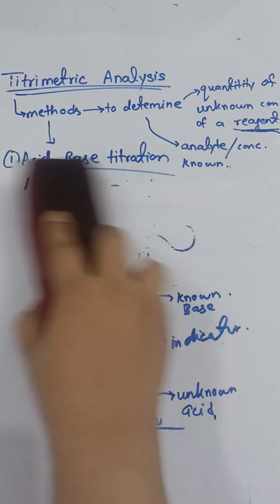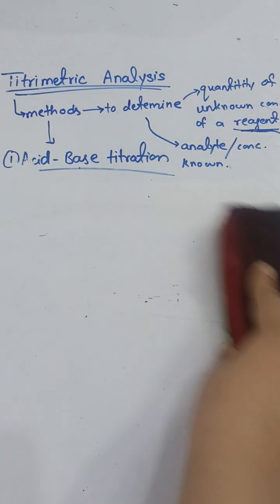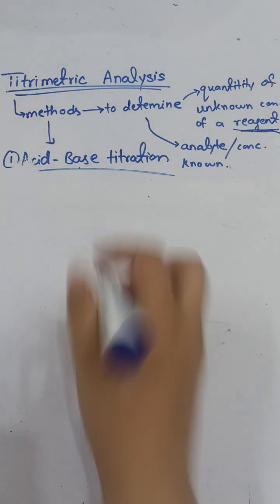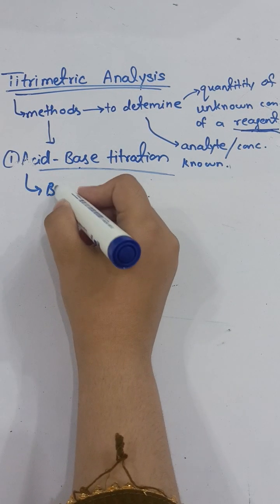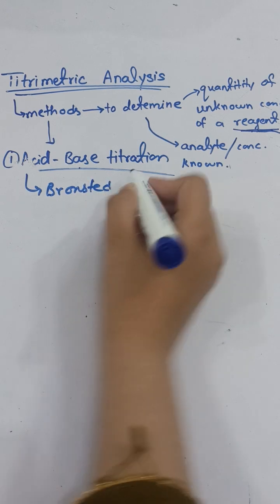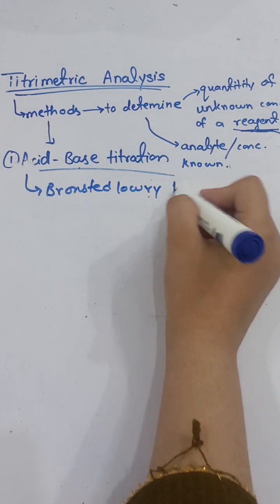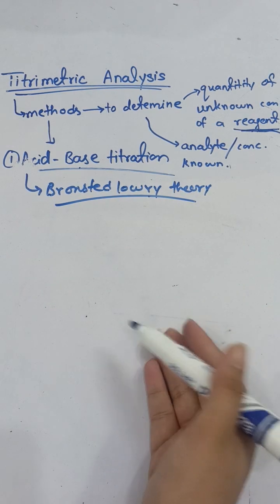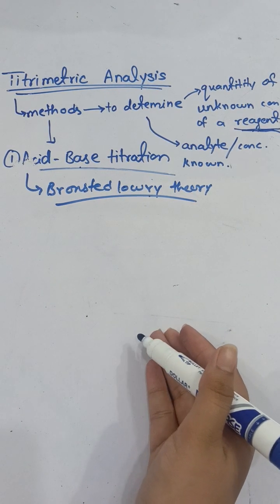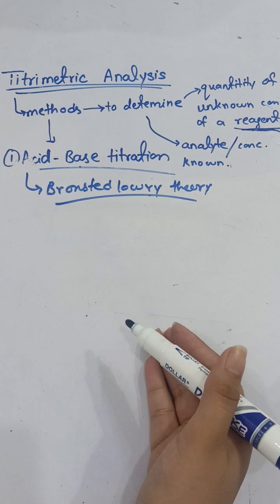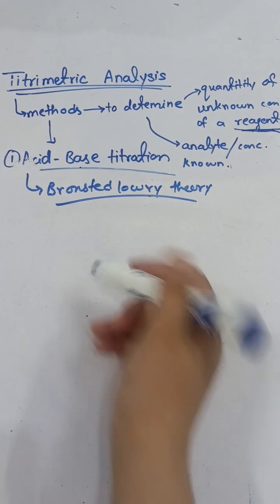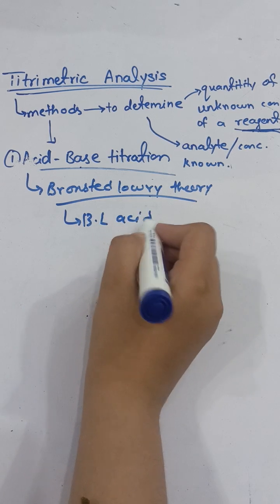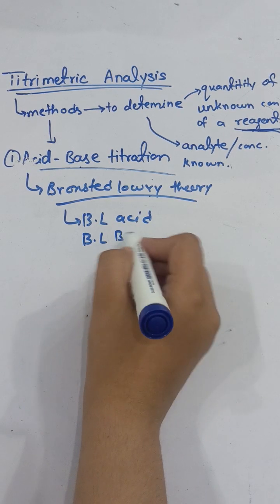Some theories are put forward by several scientists about this type of titration. The first theory about the acid base titration is the Bronsted Lowry theory. You have discussed it within your matric syllabus. In the Bronsted Lowry theory, you use a Bronsted Lowry acid and a Bronsted Lowry base.